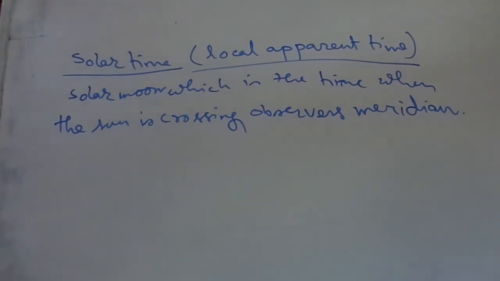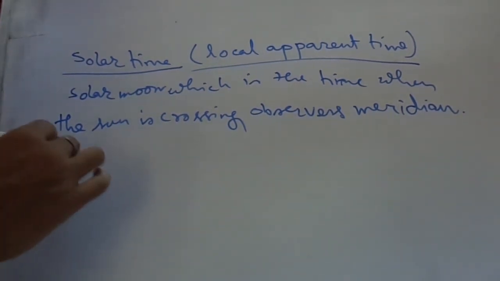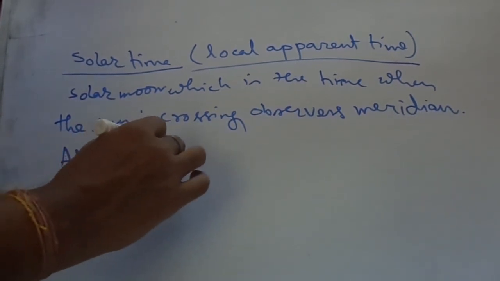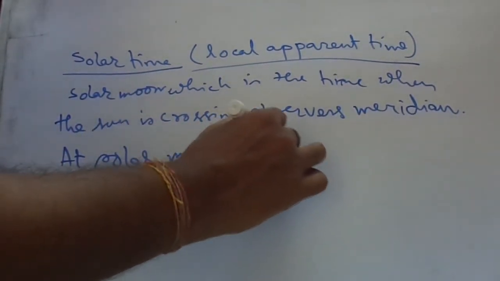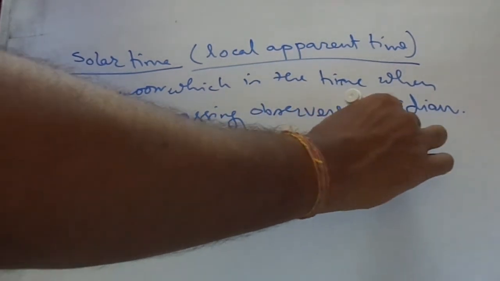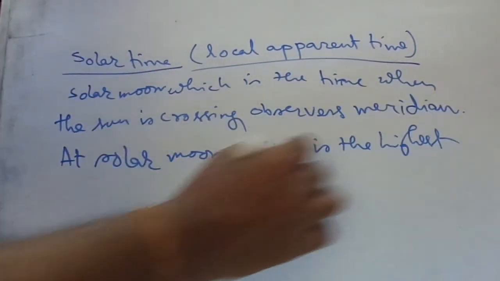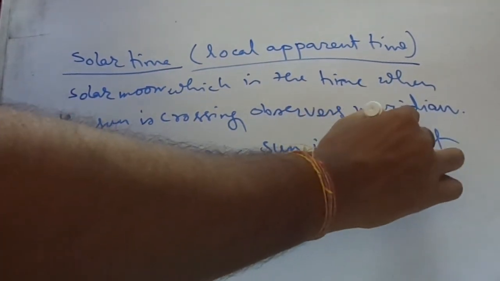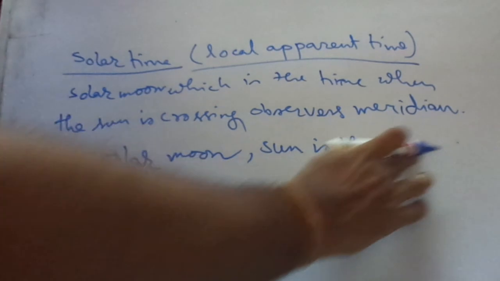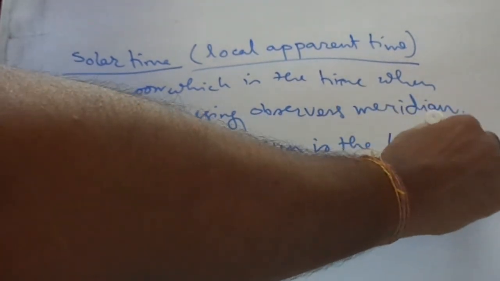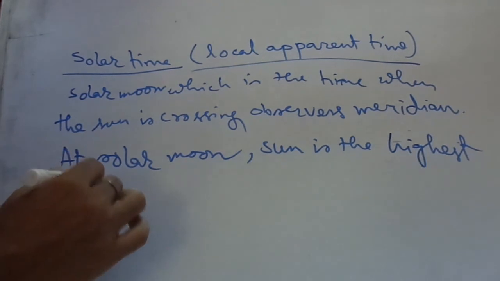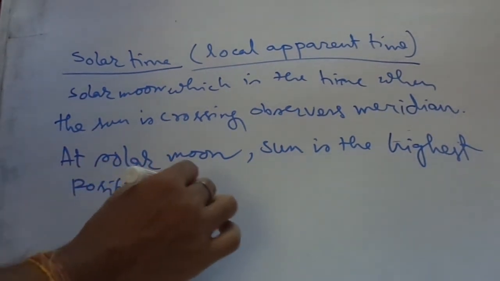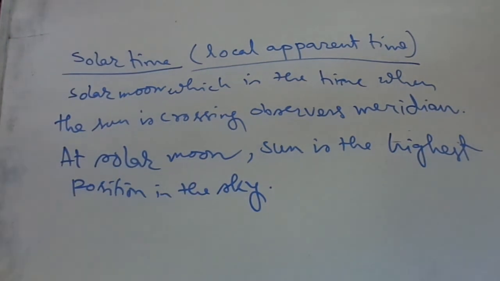So at solar noon the sun is at the highest position in the sky, and the sun traverses each degree of longitude in 4 minutes.